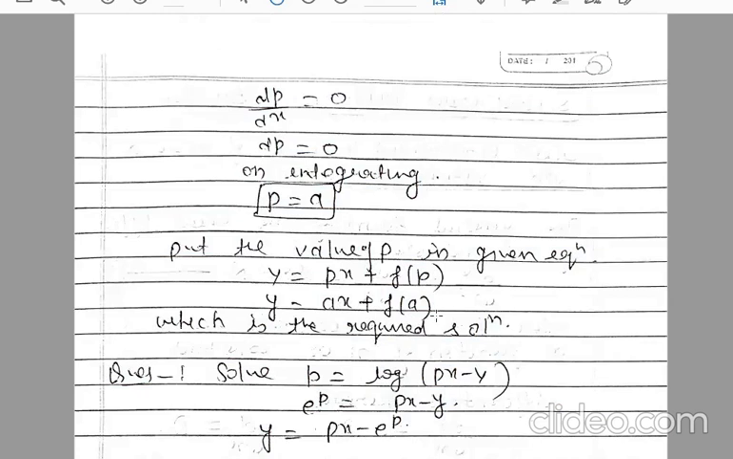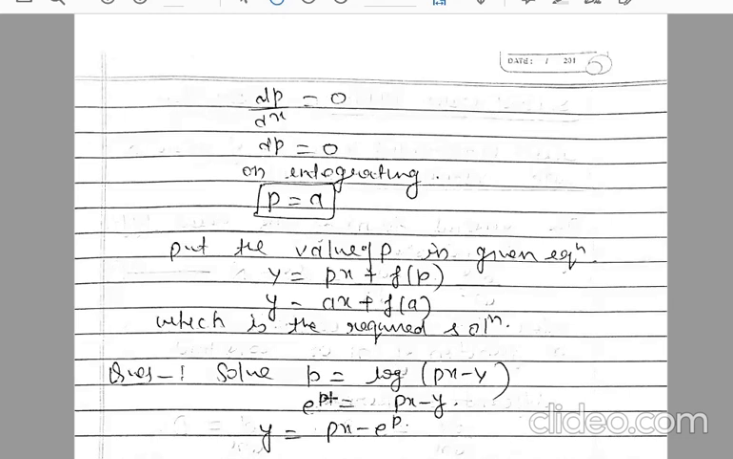So what we need to do is only compare the given equation with our Clairaut's equation. If it is in the form of Clairaut's equation, then we will put directly p is equal to a, right? No need to differentiate or anything, right?